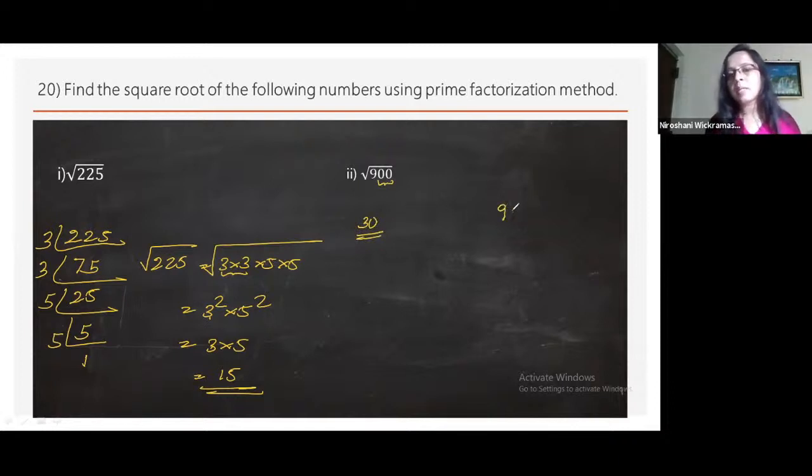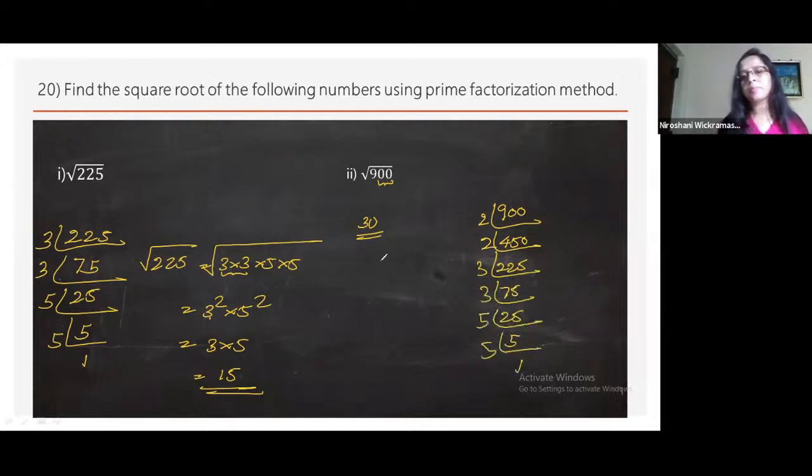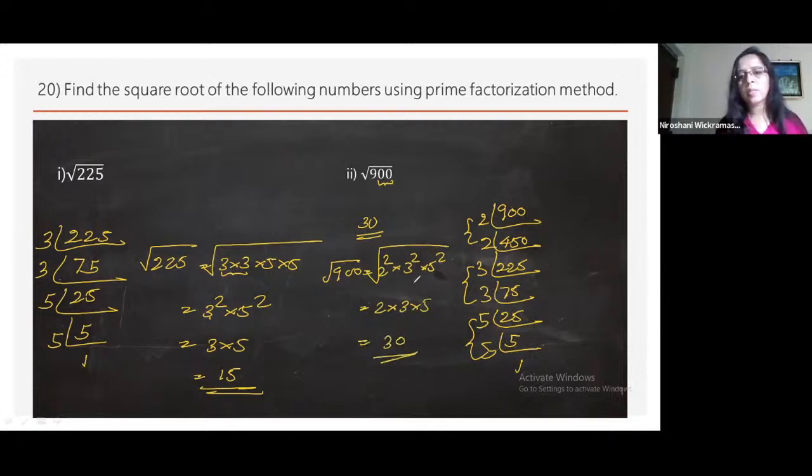But if you follow the prime factorization method, 900 divided by the smallest prime number 2 is 450. Again divide by 2, 225. Again divide by 3, 75. Divide by 3, 25. Divide by 5, 5. Divide by 5, 1. Now from this, take one 2, one 3, one 5. Then the square root of 900 equals 2 to the power 2, 3 to the power 2, 5 to the power 2. Then you write 2 into 3 into 5. 2 times 3 is 6, times 5 is 30. Look here, same answer, right? 30.